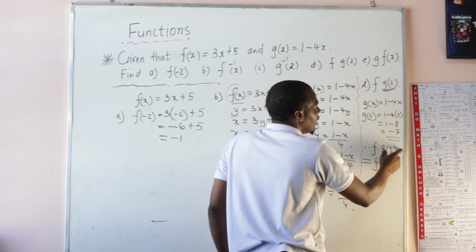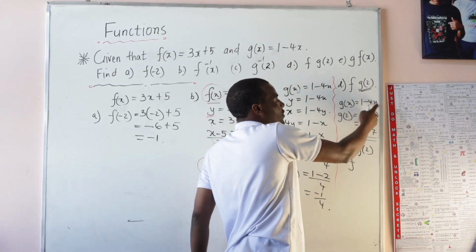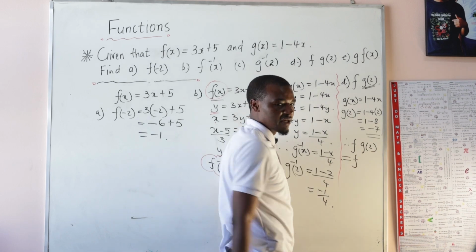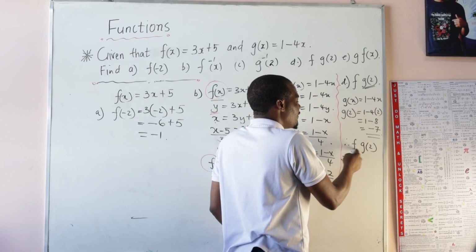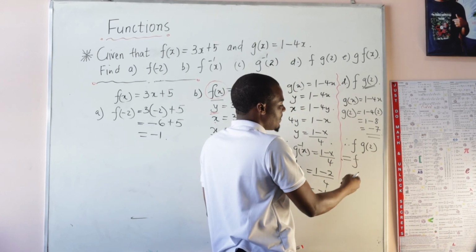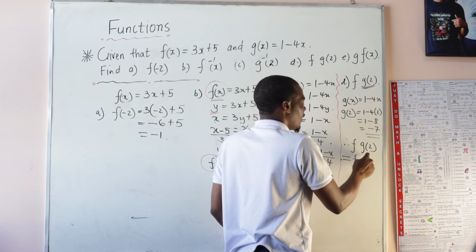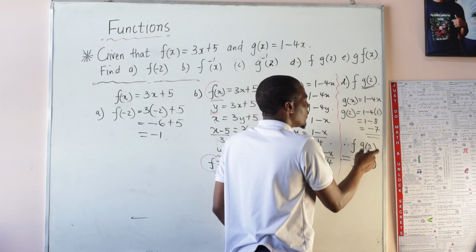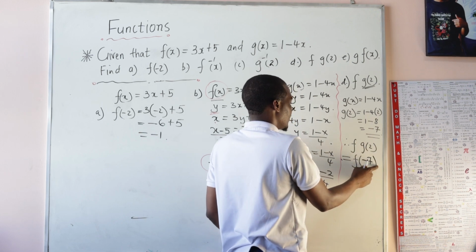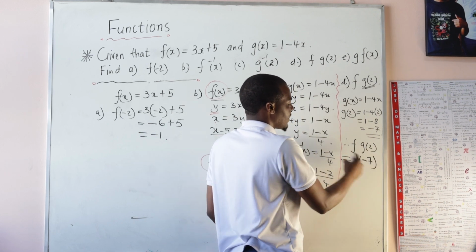Who is g of 2? Here in our calculation, g of x was given. So g of 2 can also be calculated. So f of g of 2 is the same as what? Is the same as f of minus 7. Because we know that g of 2 is minus 7. So we can write this as f of minus 7.